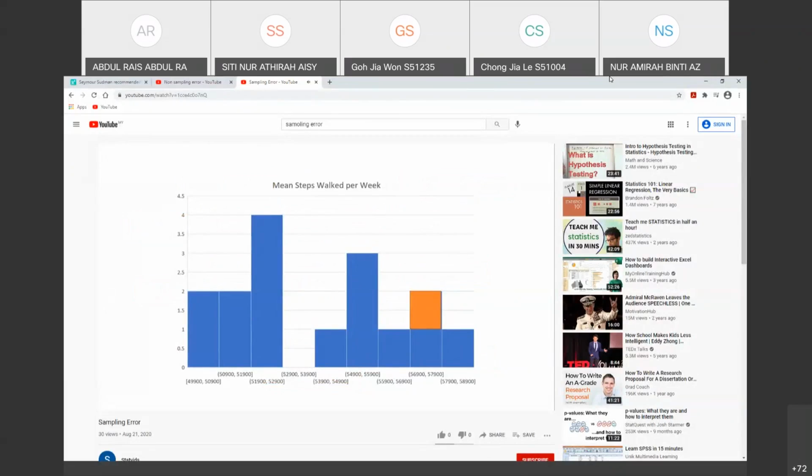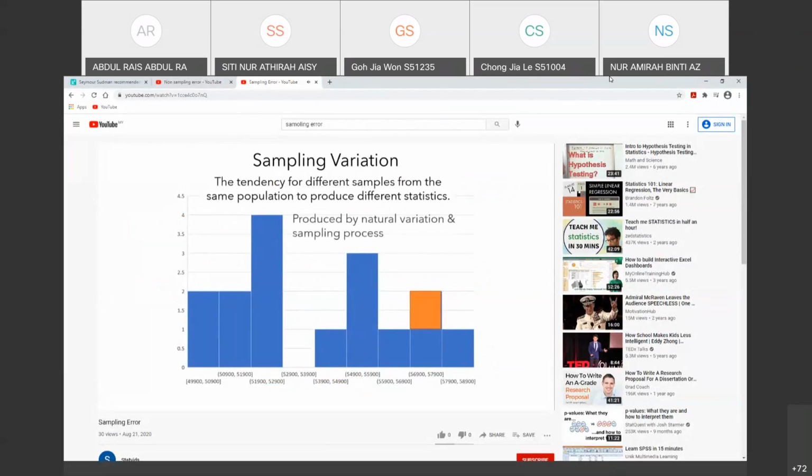This type of variation is called sampling variation, which is the tendency for different samples from the same population to produce different statistics. Sampling variation is produced by a combination of natural variation in the population and the random aspect of the sampling process. And much like the way we measure natural variation using the idea of standard deviation, we measure the amount of sampling variation using something called standard error, which is the standard deviation of the sampling distribution.